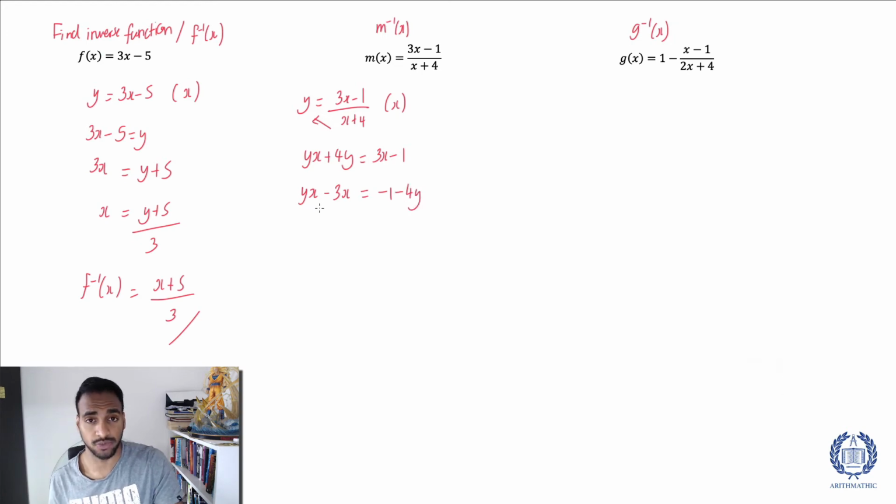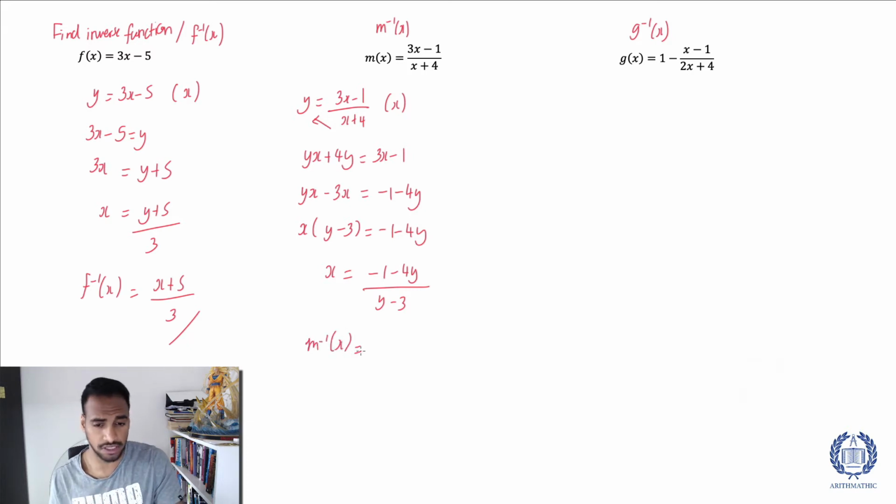So now we're going to take x out because that's in common, and we're left with x times y minus 3 equals minus 1 minus 4y. Now x equals, we're going to move y minus 3 to the other side, so we're essentially dividing. So minus 1 minus 4y divided by y minus 3. Now the final step, we say m minus 1 x. Remember, we change all the y's into x. So we have minus 1 minus 4x over x minus 3. And that is my inverse function for this one. Hopefully that's not too difficult once you understand the step-by-step method.